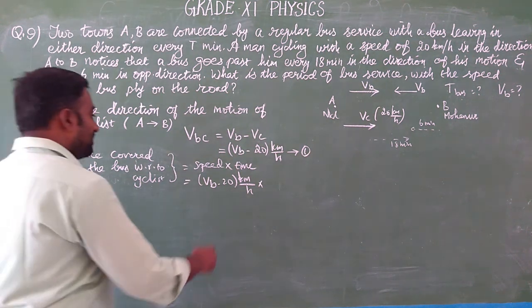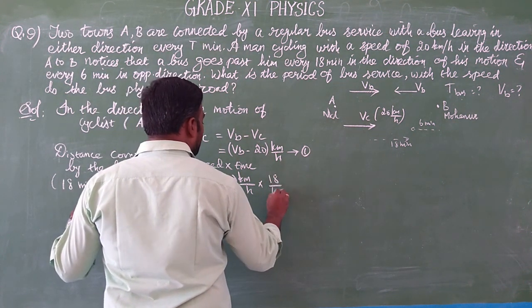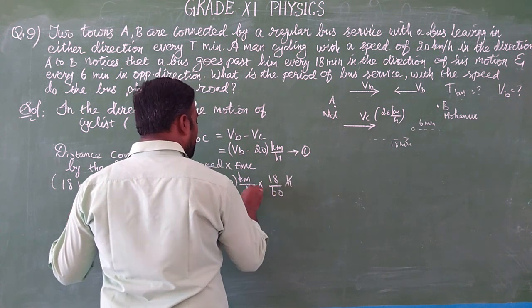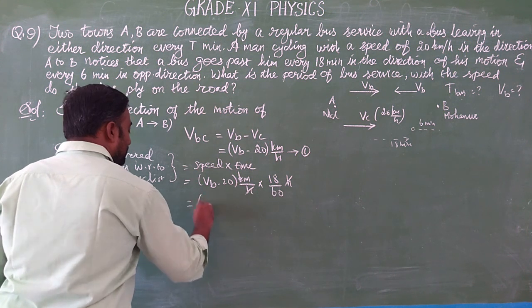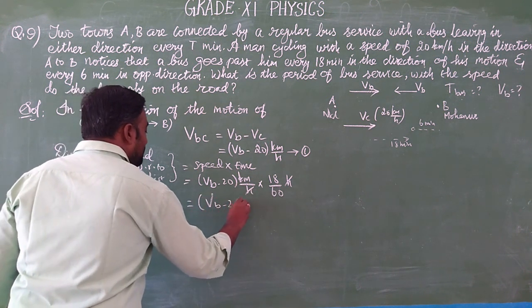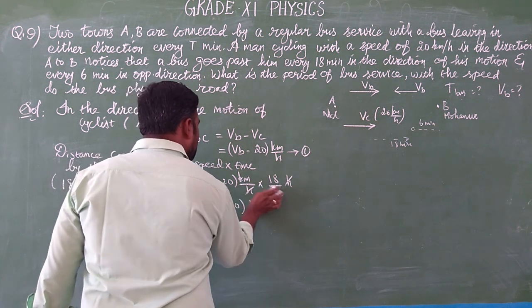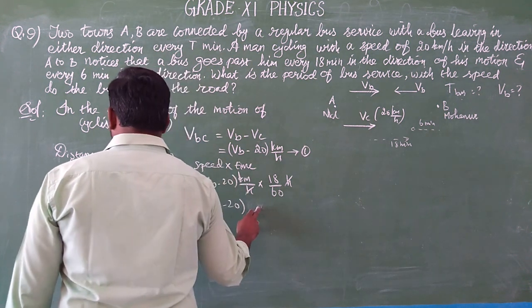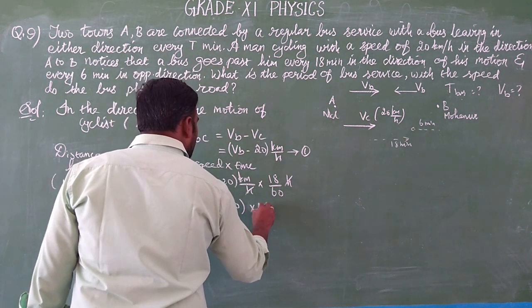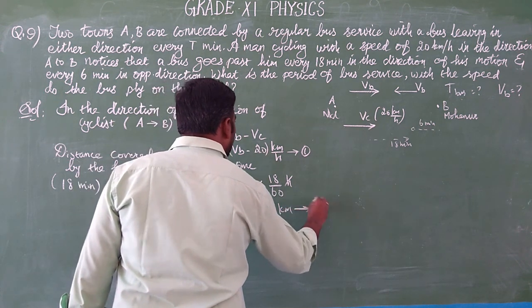Time is in minutes, so you convert it into hours by dividing by 60. So the value is Vb minus 20 kilometer per hour into 18 by 60 kilometer. So this is equation number 1.